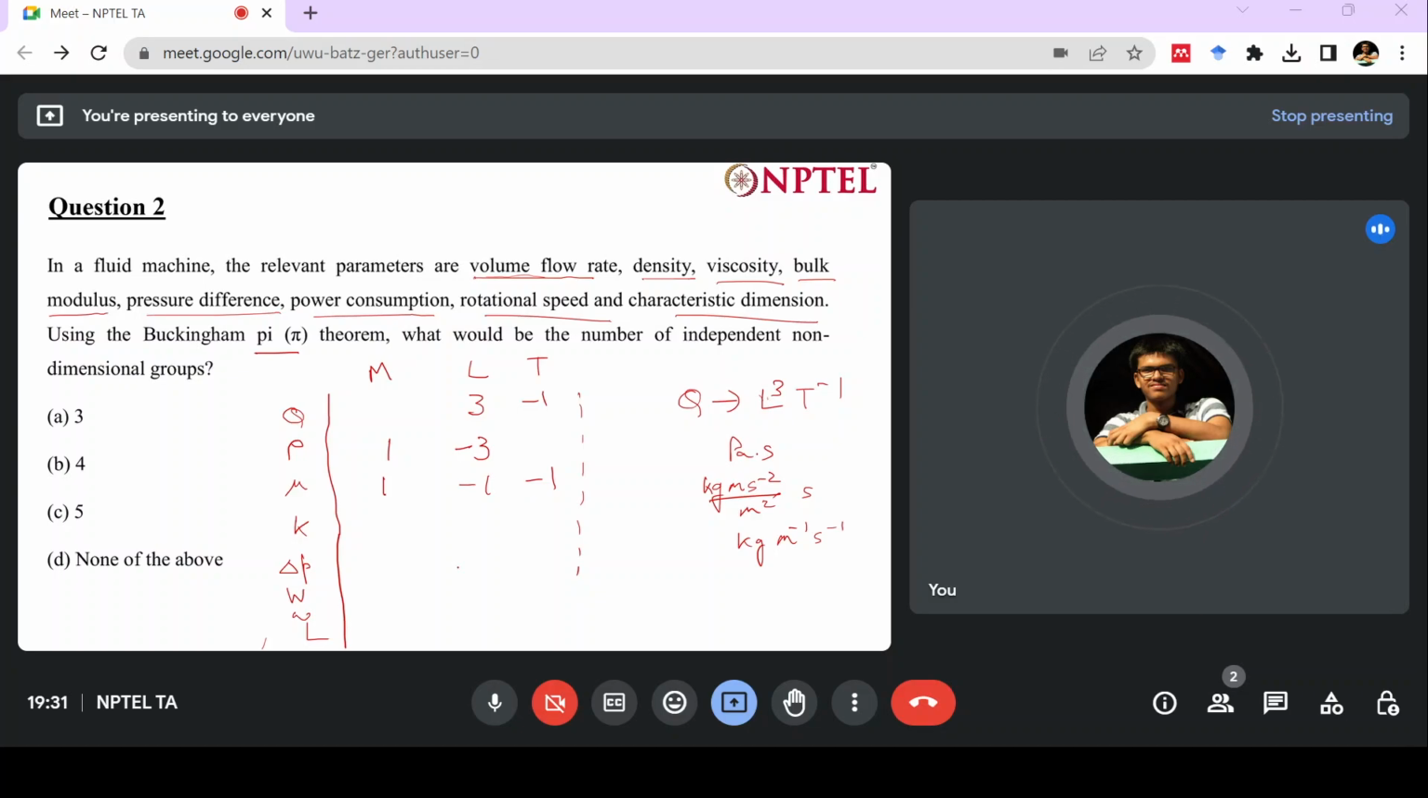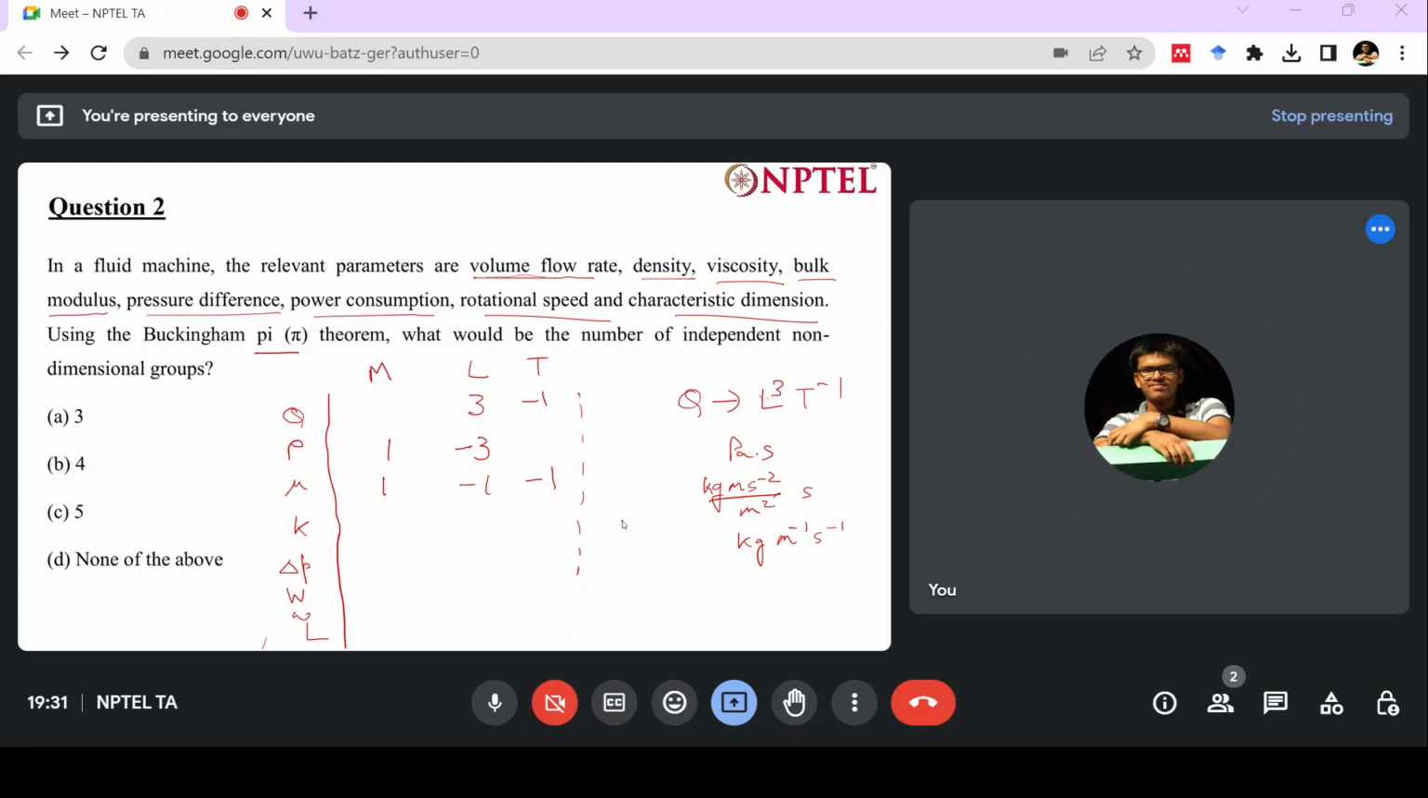Similarly we can fill this up. I'm not doing it for all of these because in this particular problem it is not really required.